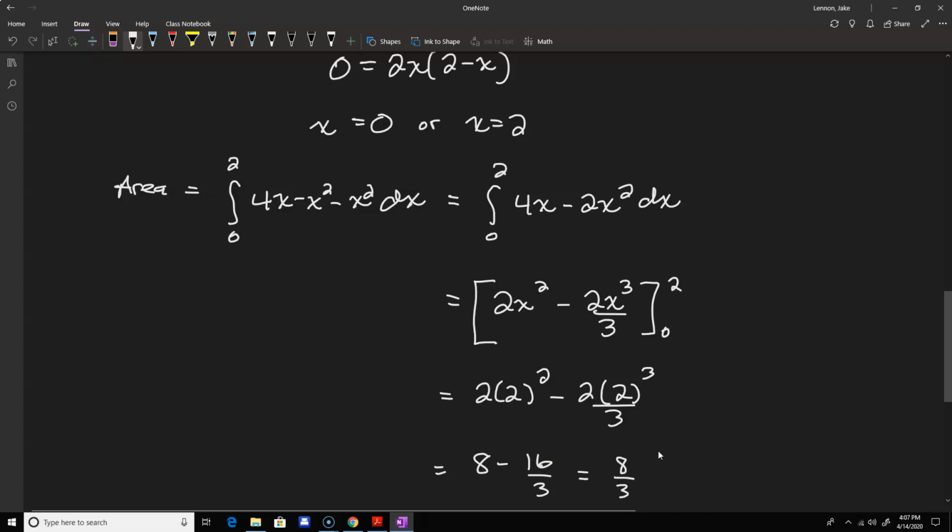Or if you prefer a decimal approximation, that's going to come out to 2.67 if you round to the hundredth spot. So pretty similar to the first one. That's all we have to do, is find those limits of integration. So let's go ahead and move on to number 3.